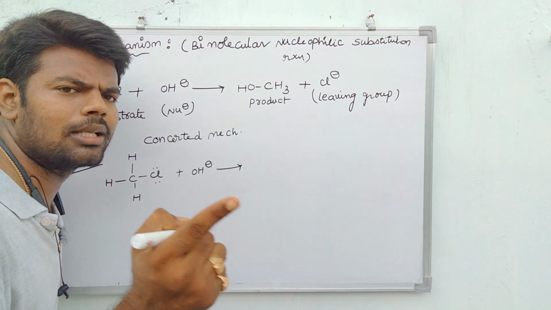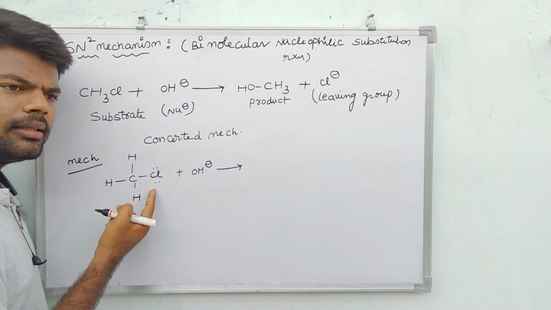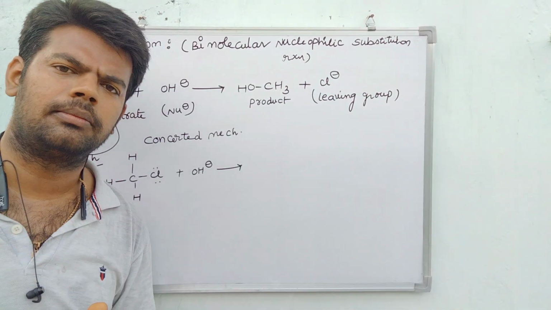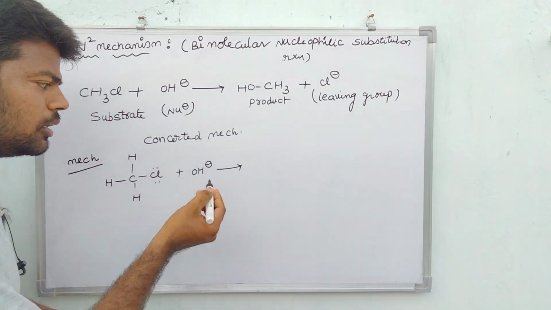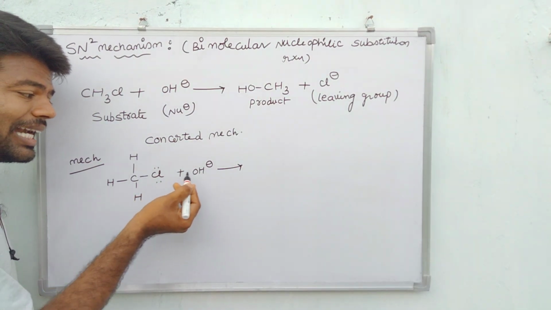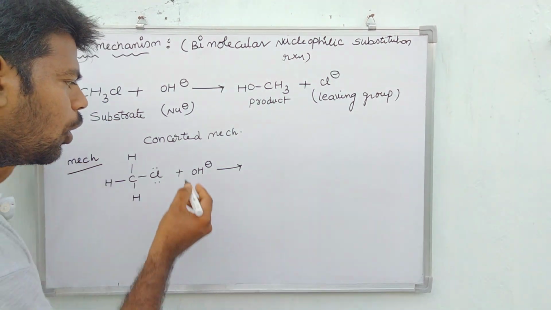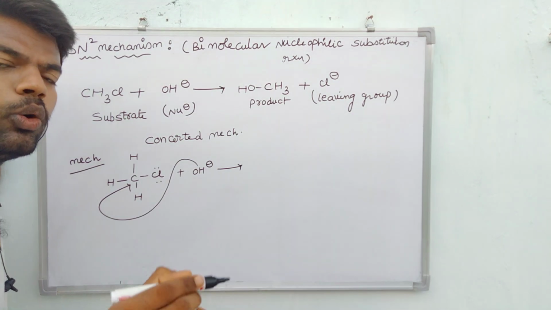A lone pair of electrons is present there. Due to that, this negative charge and this particular negative charge repel each other. Due to that repulsion, there is no possibility for OH minus to attack from the front side. From which side does it attack? Only a back side attack takes place.